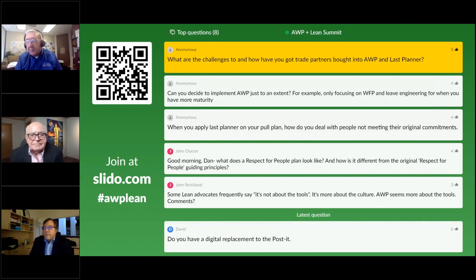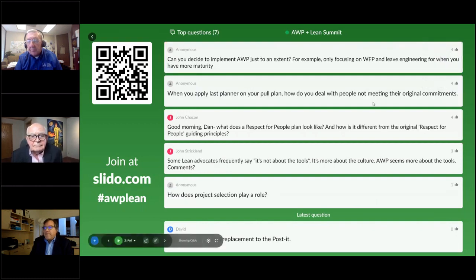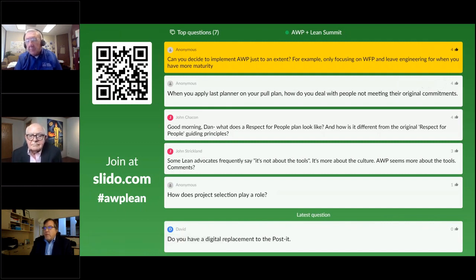So we're going to take one more question and then we'll go to break. I'm going to modify the question a bit because I think it's a great question, but I think it applies to both lean and AWP. Can you apply AWP or lean just to an extent? For example, can you just focus on the execution? Can you just focus on the front end planning? Do you have to do both? What if you can't do engineering? Can you still apply lean and AWP?